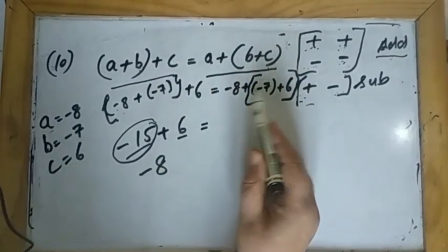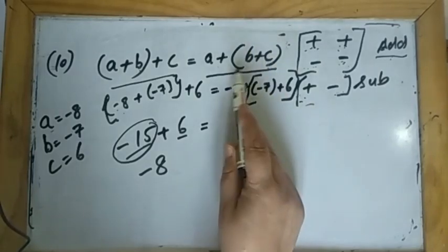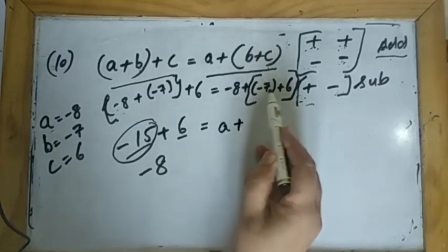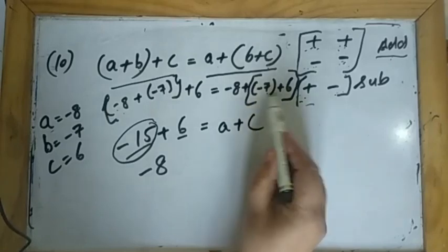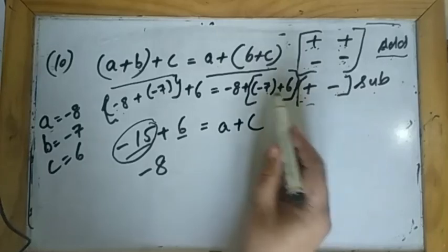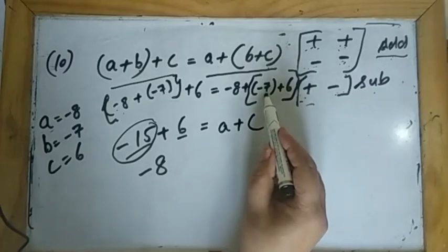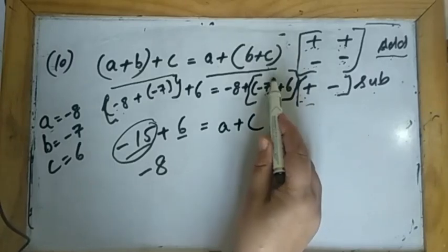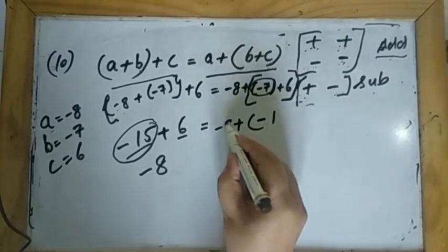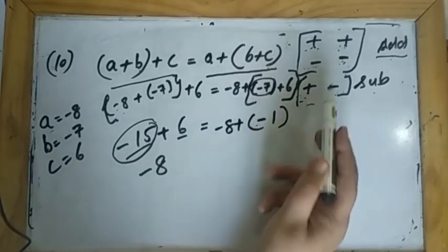Now I come to the second part. Here I have to add B and C first, because they are in the brackets. So in the B and C, one is positive and one is negative. So if you have one positive, one negative, it means you have to subtract them. So 7 minus 6 is 1. And what about the sign? The bigger integer is 7, which is negative, so my answer will be minus 1. Okay, now I have to add minus 8 and minus 1, and both the integers are negative.